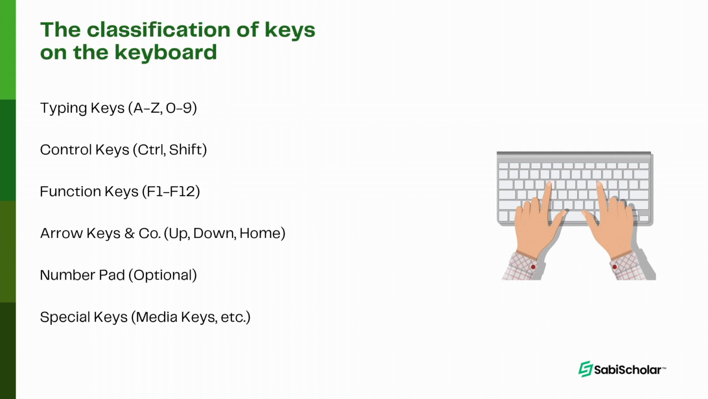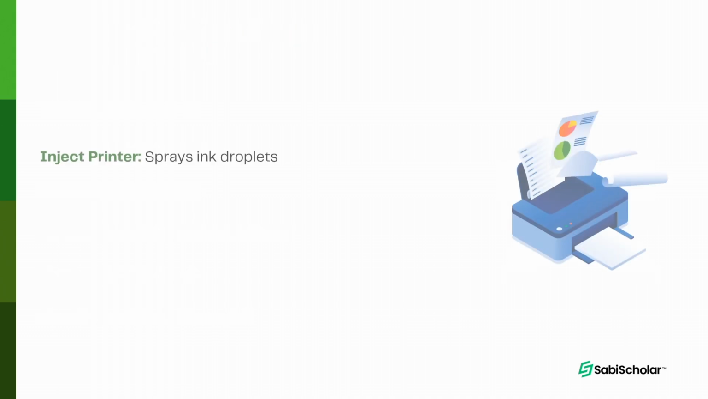So we're looking at printers. We have images of printers here. The first printer we're going to look at is the inkjet printer, whose mode of operation is to spray ink on the paper it is trying to write on. That's how the inkjet printer works.